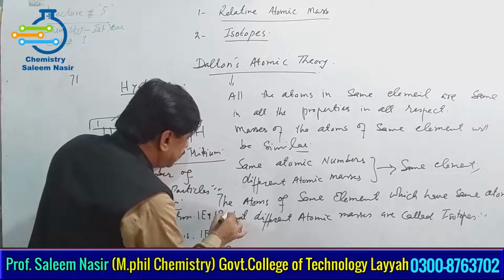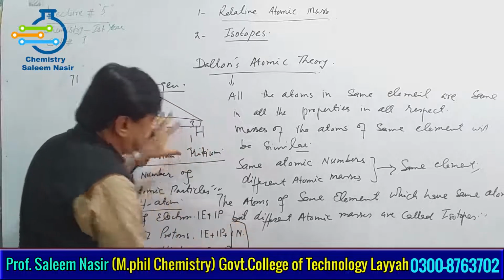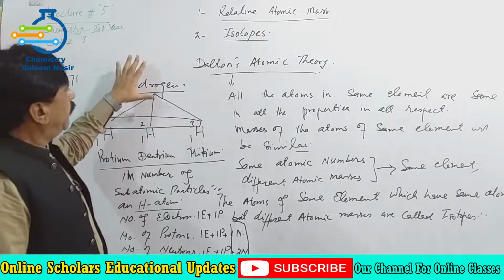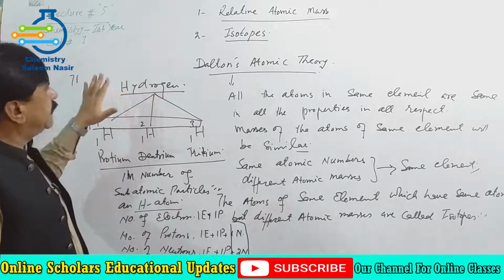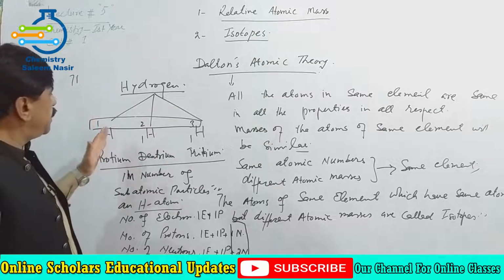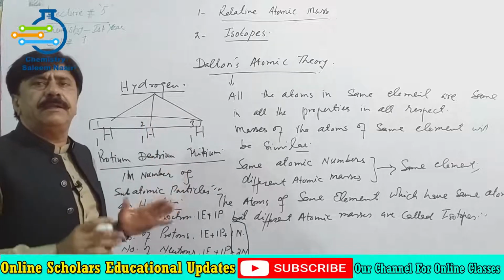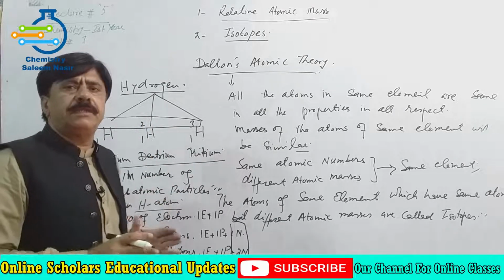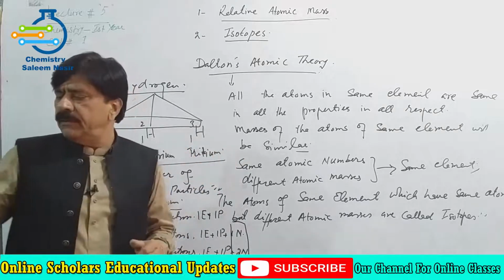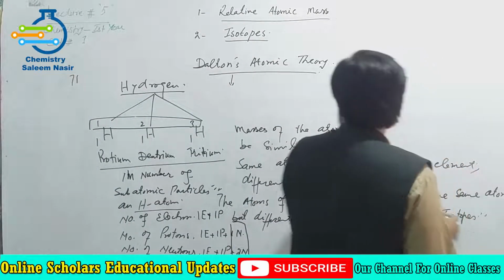Due to the difference in the number of neutrons in these three different atoms, hydrogen is considered to have three isotopes. These are protium, deuterium and tritium, because they have different numbers of neutrons. Another example of that is carbon.